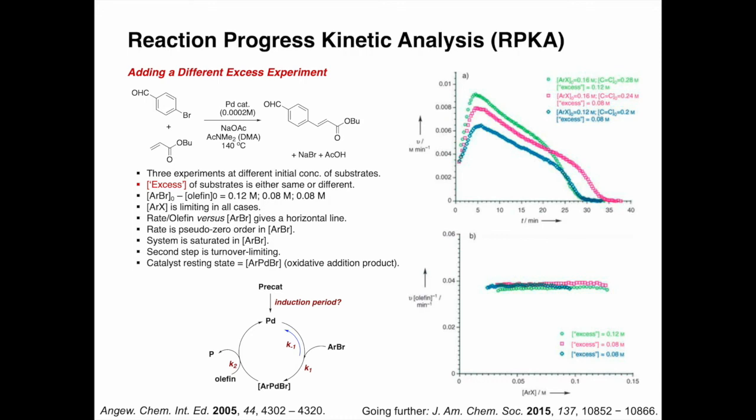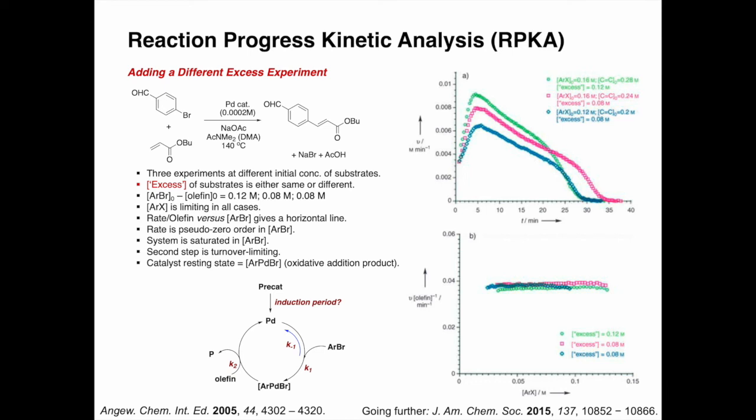Going back to the Heck example from the previous slide, we can add a different XS experiment. The difference in RL bromide and olefin concentrations is either the same or different. For example, the starting RL bromide concentration minus the starting olefin concentration could be 0.12 molar, then 0.08 molar, then finally, the same as the last experiment, 0.08 molar.